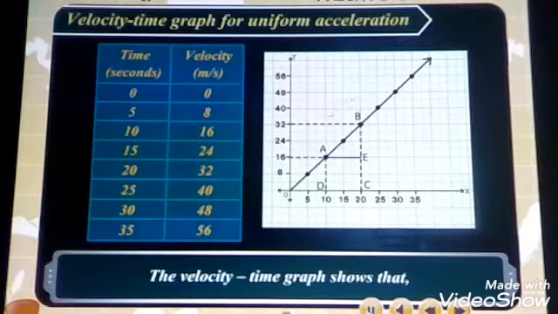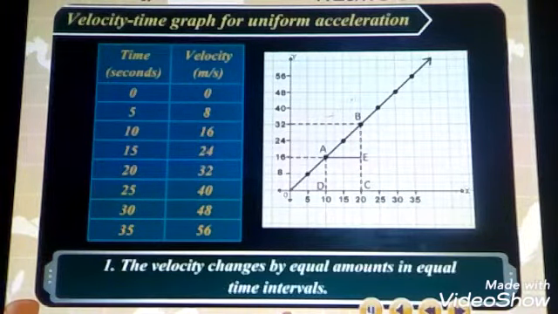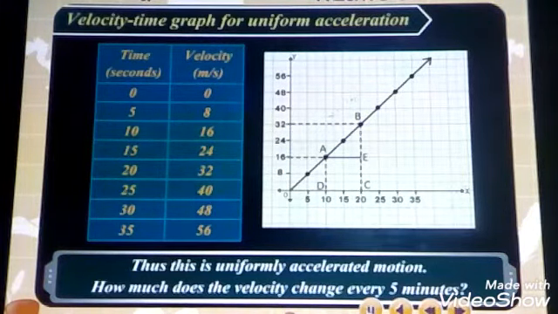So in this case the velocity-time graph shows that the velocity changes by equal amounts in equal time intervals. Thus this is uniformly accelerated motion.